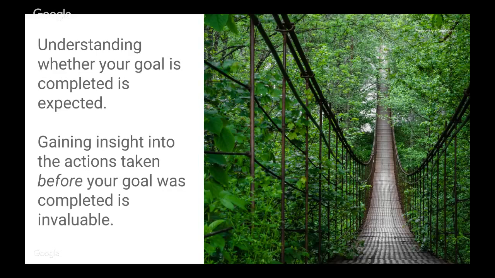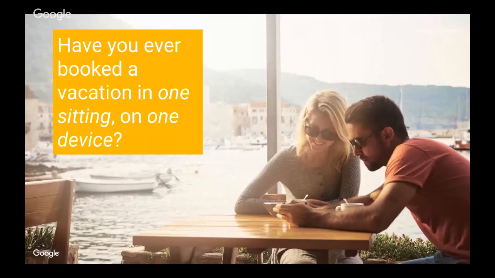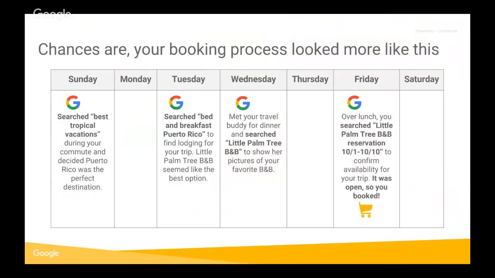Let's take one step back from this and put this user behavior in perspective. When was the last time you booked a vacation? Did you do it in one big search session, or did you do this on just one device? Your vacation planning process looked more like this. It possibly occurred across a span of a lot of searches over various websites and across different devices.